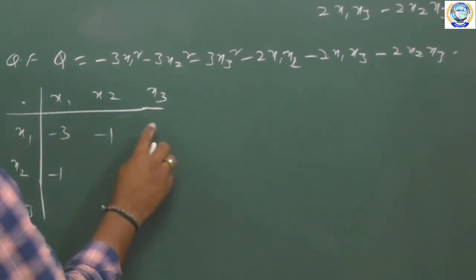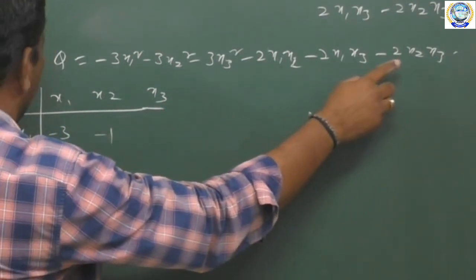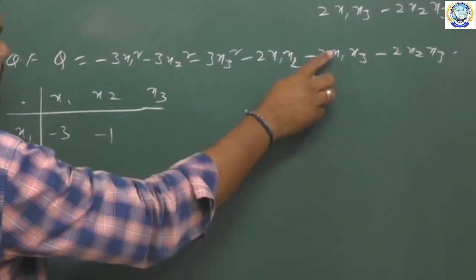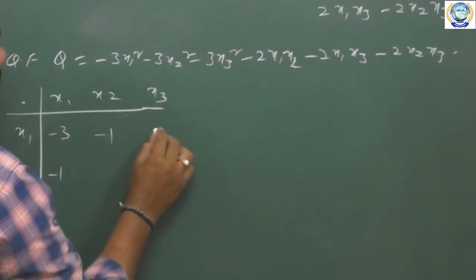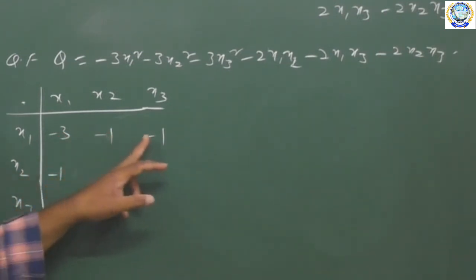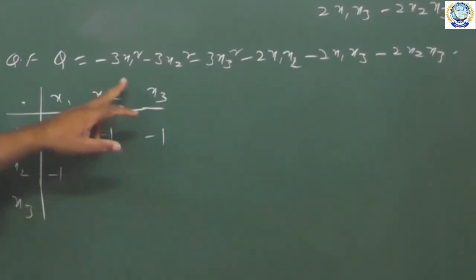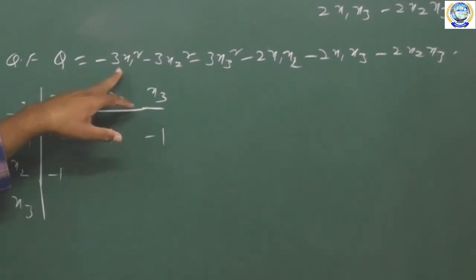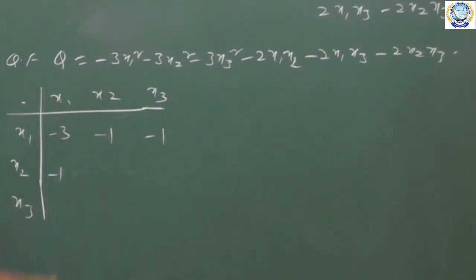Next, here we write 1/2 into the coefficient of x1x3. The coefficient of x1x3 is -2, so 1/2 × (-2) is -1. So the first row is -3, -1, -1. Here we obtain the symmetric matrix, so the first row and first column are identical. So it is -3, -1, -1.